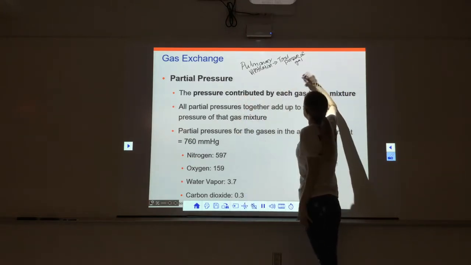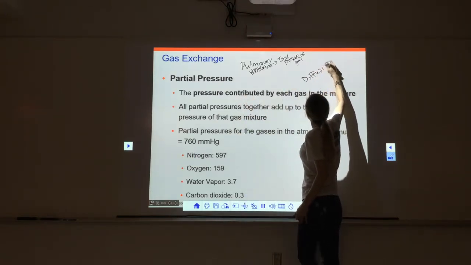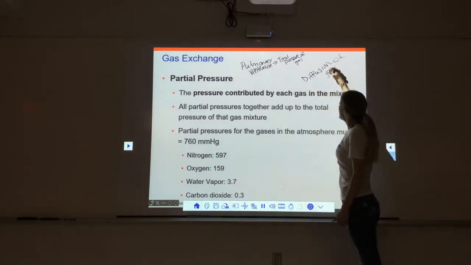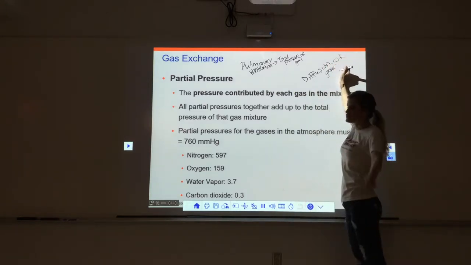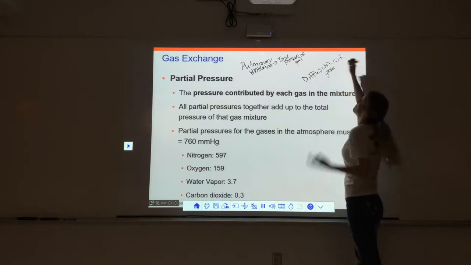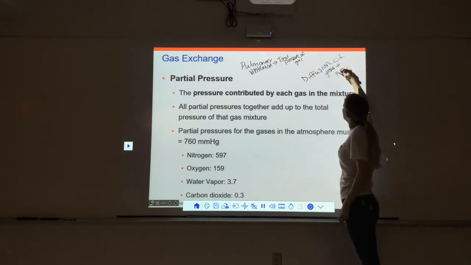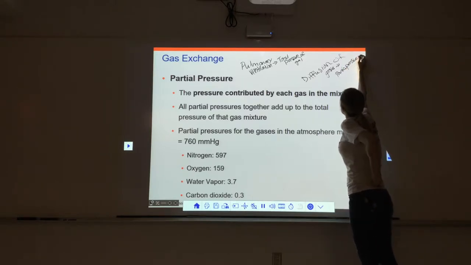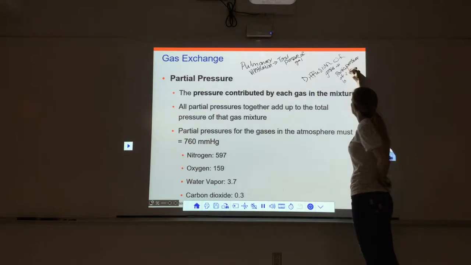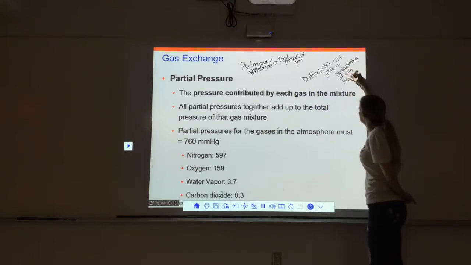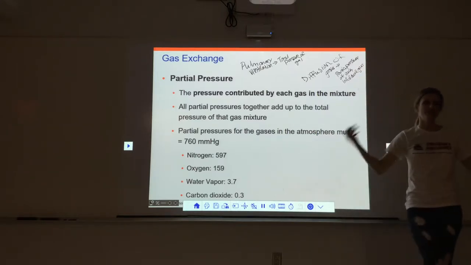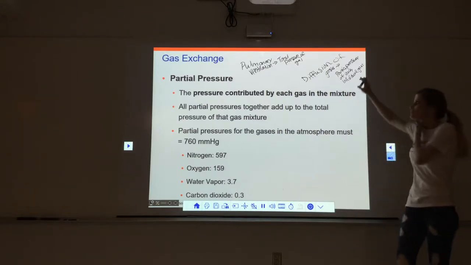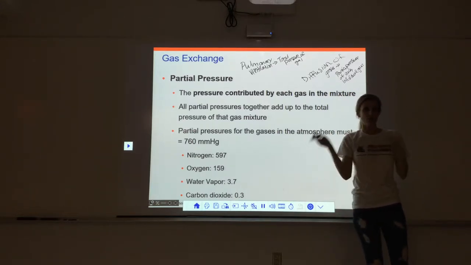But when we look at diffusion of gases, like the diffusion of oxygen, the diffusion of CO2 in and out from the air to the blood and back and forth, that is going to look at the partial pressure of each individual gas. Okay, so total pressure gets the air into the lungs. Then we have to look at each individual partial pressure to see where it's going to diffuse.